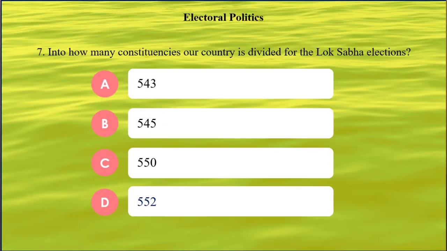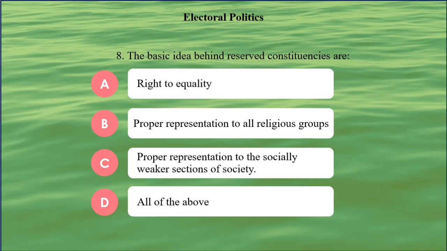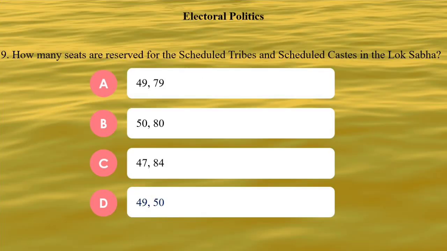Into how many constituencies is our country divided for the Lok Sabha elections? 543, so option A is correct. The basic idea behind reserved constituencies is proper representation to the socially weaker sections of society, so option C is correct. How many seats are reserved for the STs and SCs in the Lok Sabha? 84 and 47, so option C is correct.